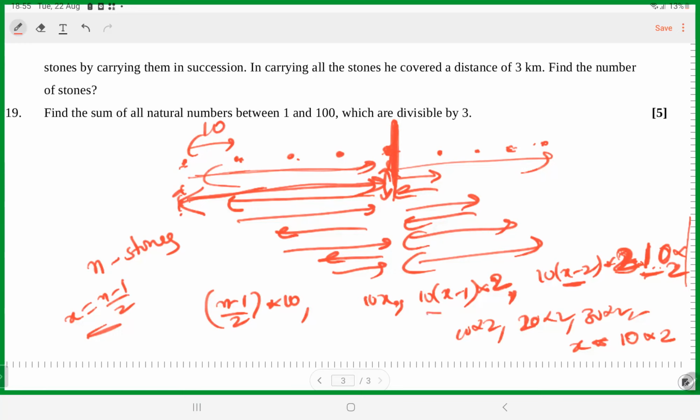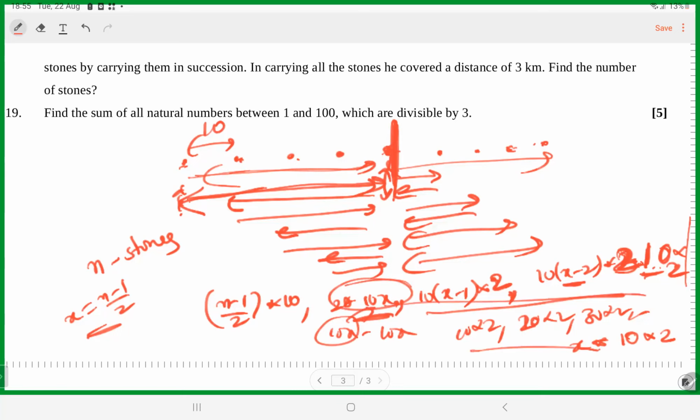So from here it's in AP. First term is not 2 into 10 into x, no? If it is 2 into 10 into x, all terms will be in AP. So then what you can do is you can add 10x and subtract 10x. Then this 10x you can add here, it will be 2 into 10 into x. Then all the terms will be in AP only.